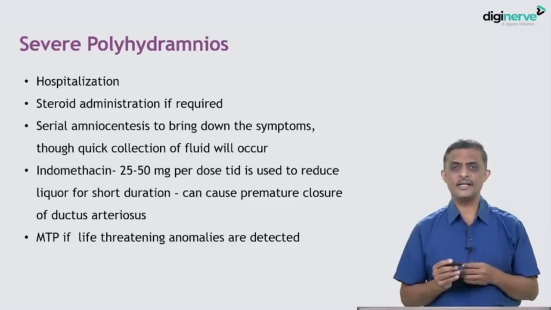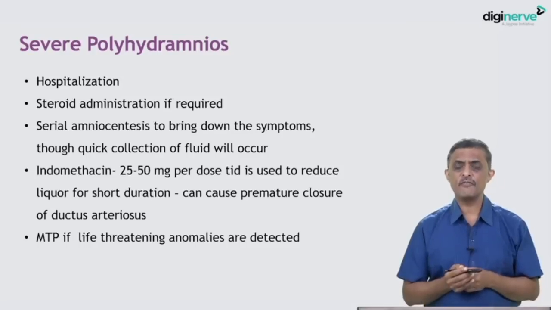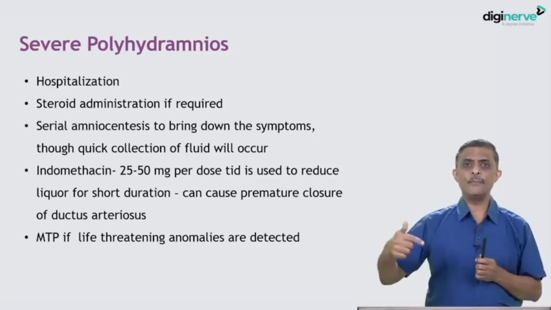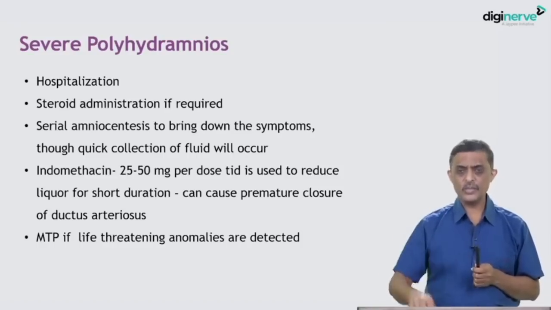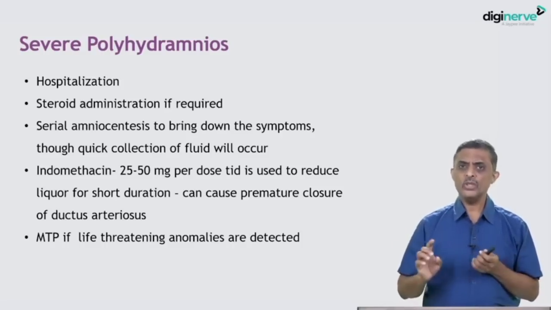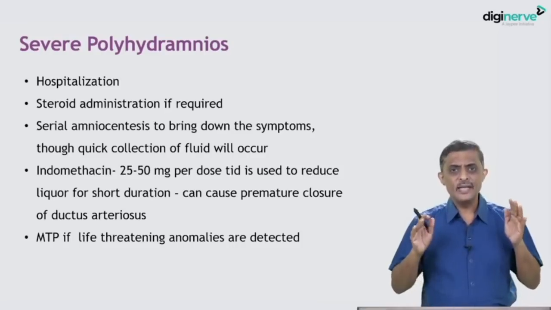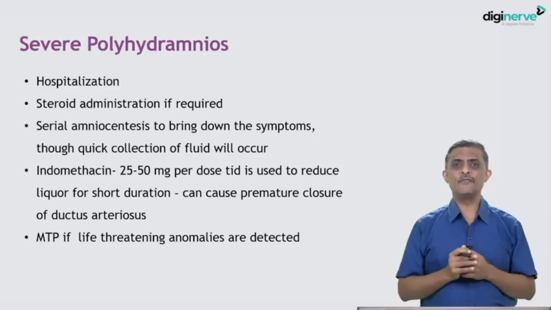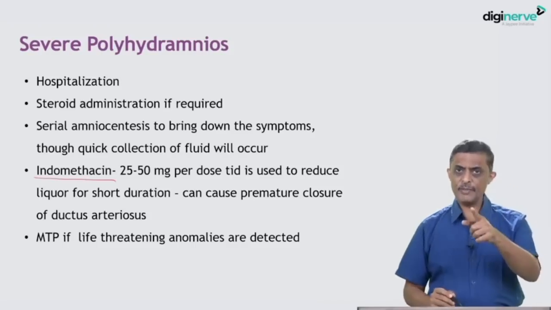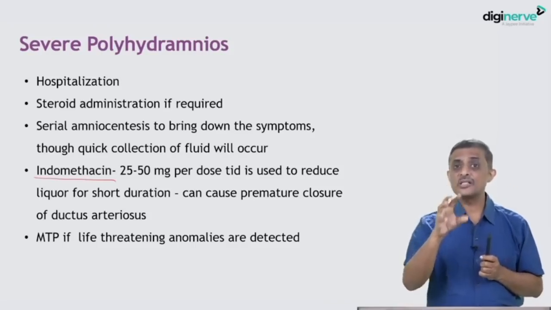In case of severe polyhydramnios, we admit the patient because we foresee the possibility of preterm delivery. We give steroids, and you may have to do abdominal amniocentesis. You put a needle and drain out fluid, and it gives only a temporary relief because quickly the fluid will accumulate, but it can temporarily bring some relief to the maternal discomfort. Indomethacin is one drug. If you remember, the reasons for oligohydramnios, which I told you, NSAIDs can cause oligohydramnios.